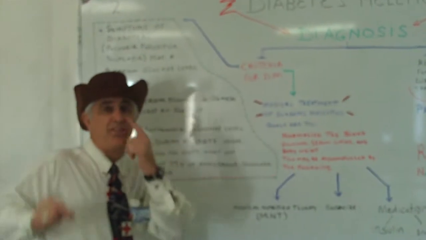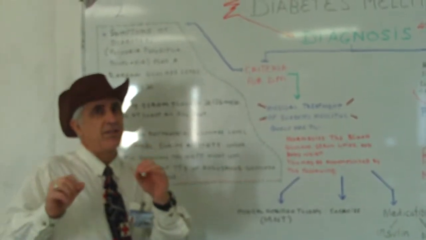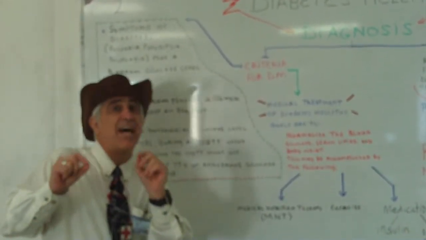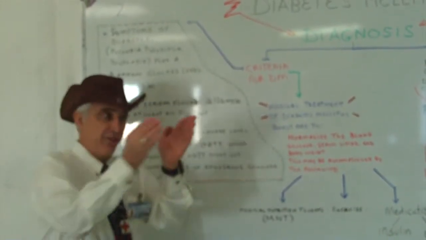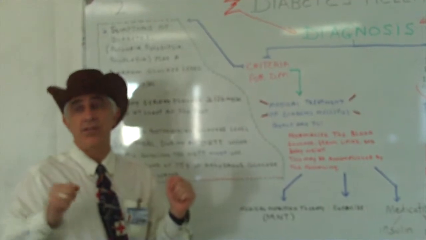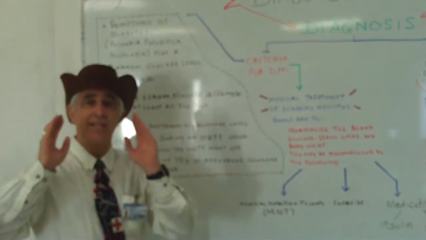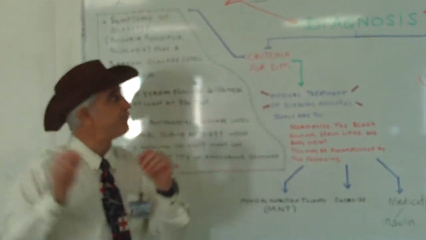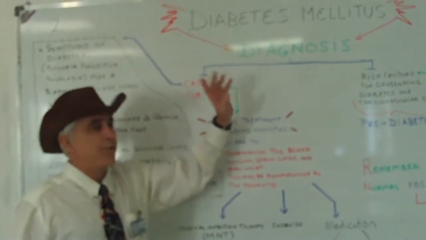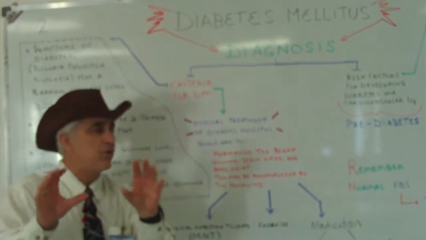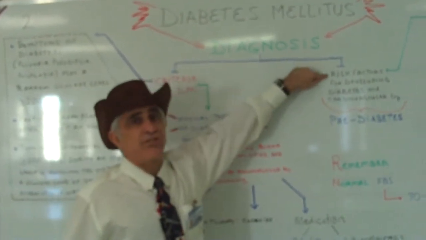Now, in our continuing discussion on diabetes mellitus, how do we establish a diagnosis of diabetes mellitus? How do we say this patient's a diabetic, this one is not? Well, let's look at the criteria involved. Diabetes mellitus diagnosis. Before we come to a diagnosis, let's look at some risk factors here.